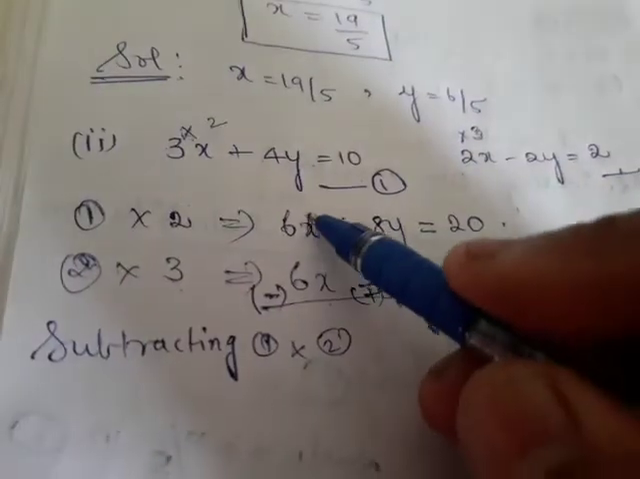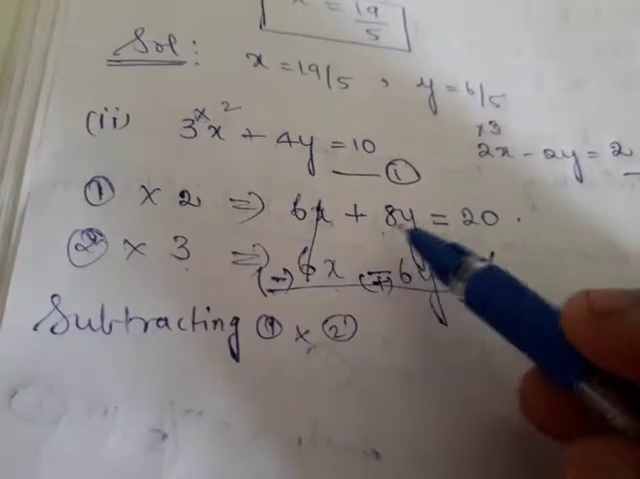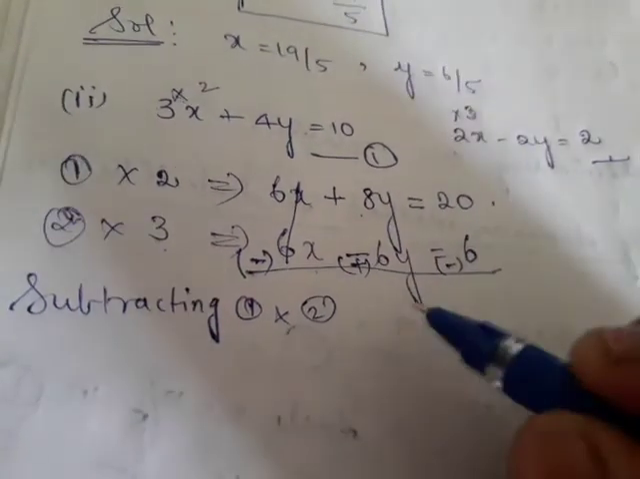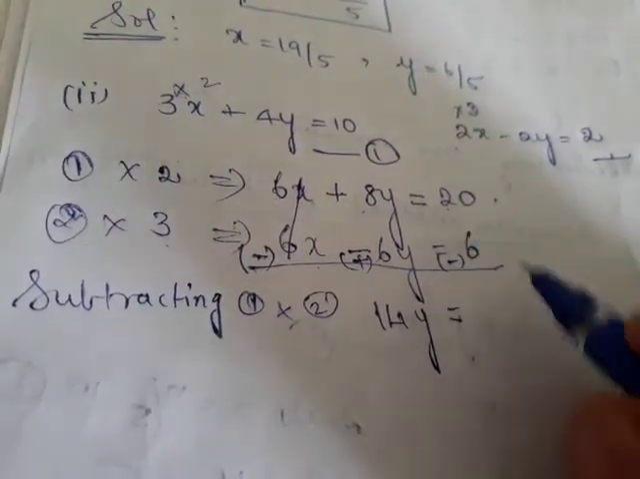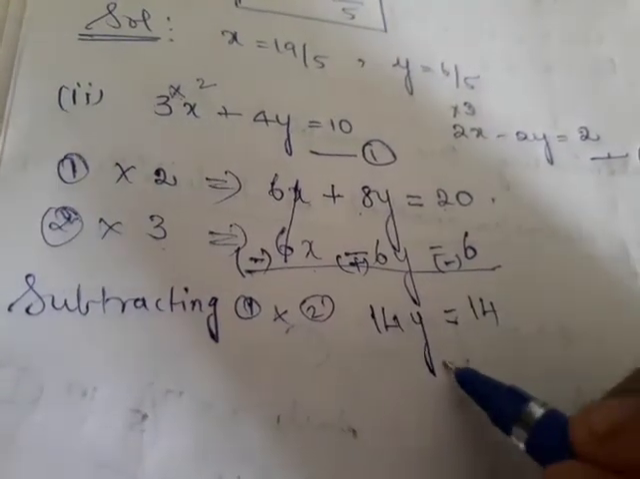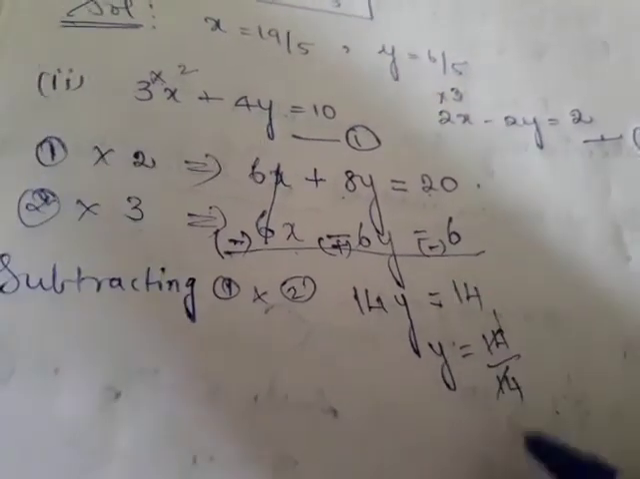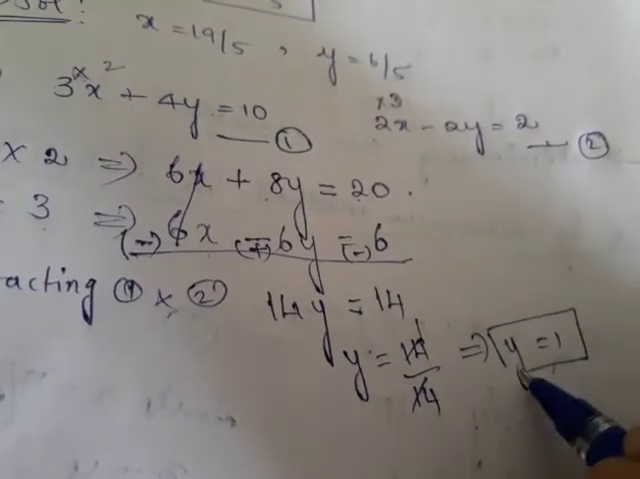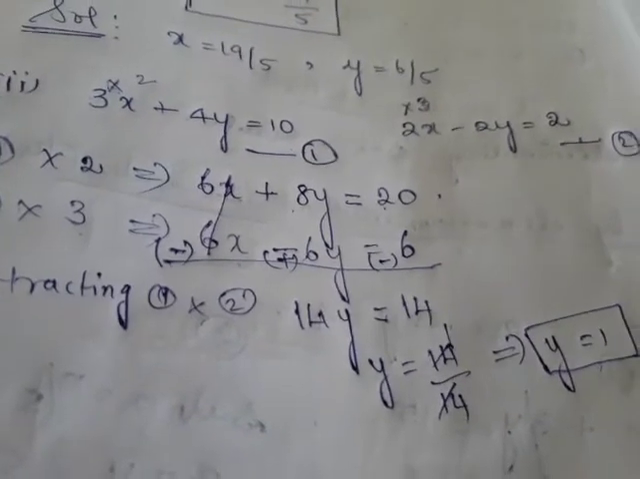So what will happen now? This plus 6x and minus 6x will get cancelled. Now 8y plus 6y. What is 8 plus 6? 14y, which equals 20 minus 6, that is 14. So y equals 14 divided by 14, which is 1. So the value of y is 1. We arrived at the value of the one variable, right?